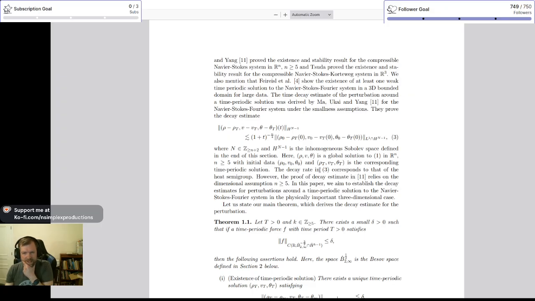The decay rate in the above corresponds to that of the heat semigroup. However, the proof of the decay estimate in [11] relies on the dimensional assumption that n must be greater than or equal to 5. In this paper, we aim to establish the decay estimates for perturbations around the time periodic solution to the Navier-Stokes-Fourier system in the physically important three-dimensional case. Let us state our main theorem, which derives the decay estimate for perturbation.